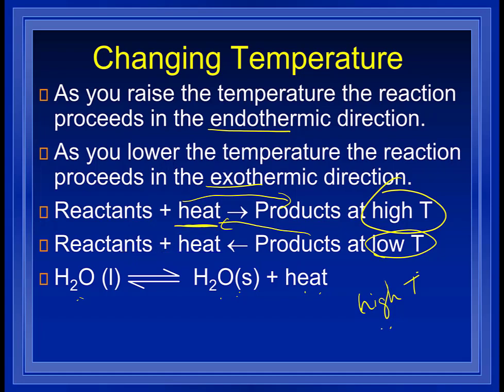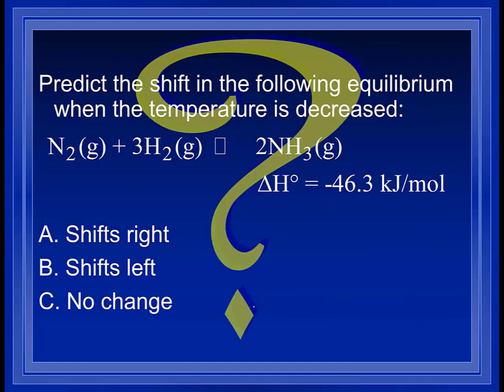At low temperature, if you try to lower the temperature, it's going to respond by trying to raise the temperature. It's going to make heat, try to raise that temperature back up, undo what you did, and along with the heat, it's going to make solid water. So if you lower the temperature, water freezes. So, a pretty easy example of how temperature affects an equilibrium.